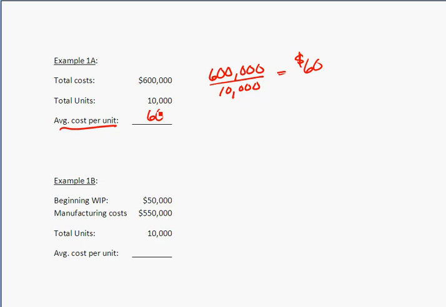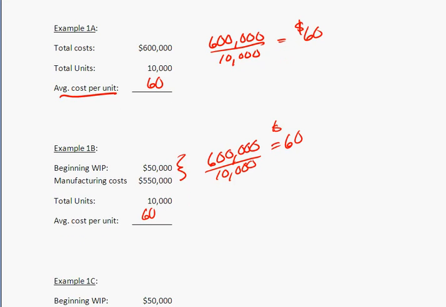Now, instead of having one number for total cost, we could have been told that we had beginning work in process of $50,000 and we added manufacturing costs of $50,000, which again would give us total cost of $600,000. And if we had produced 10,000 units, again, we would have an average cost per unit of $60. Let's go ahead and break down our cost a little bit further.